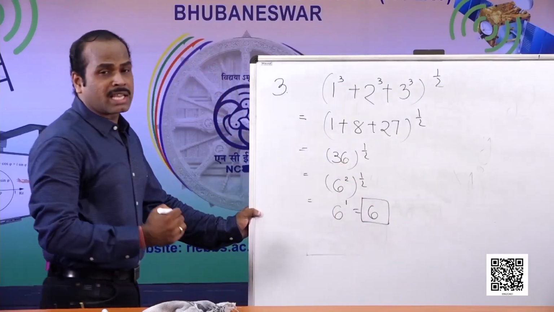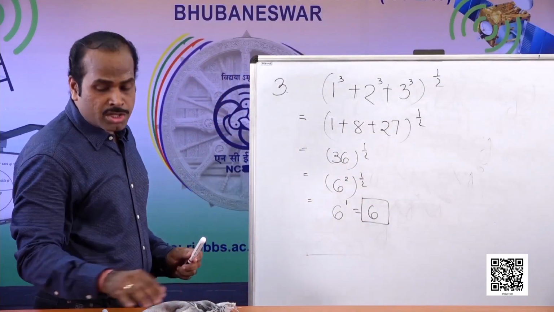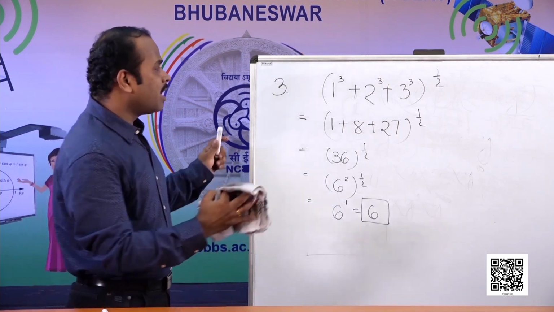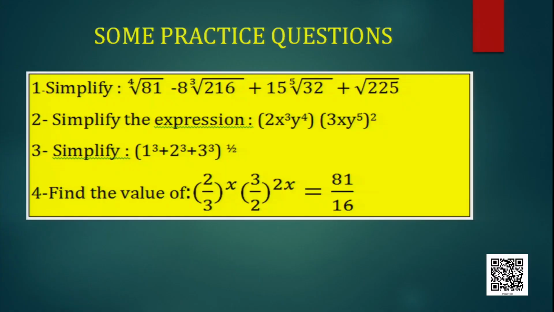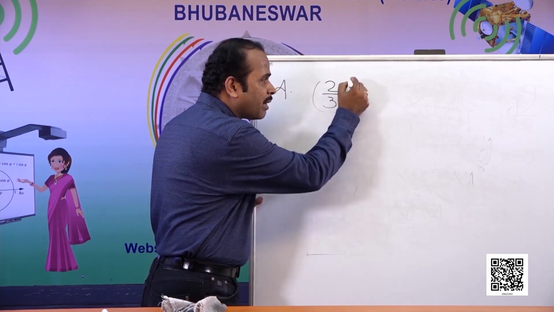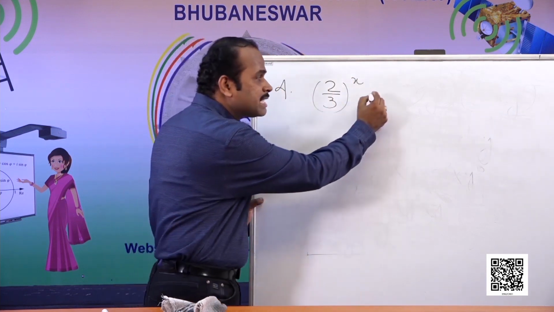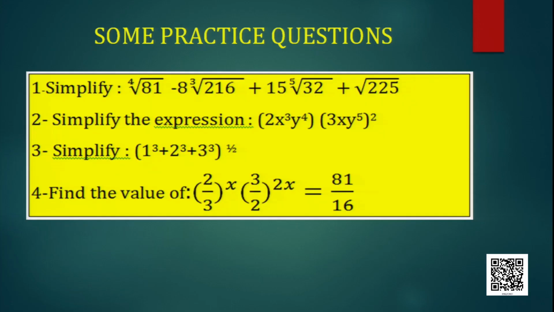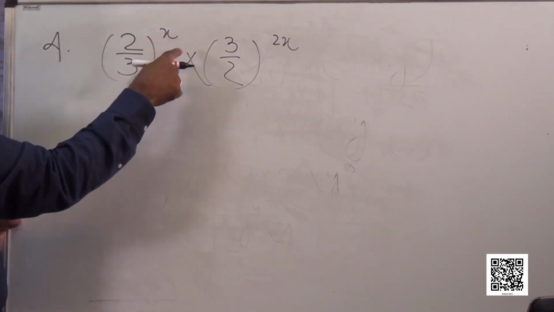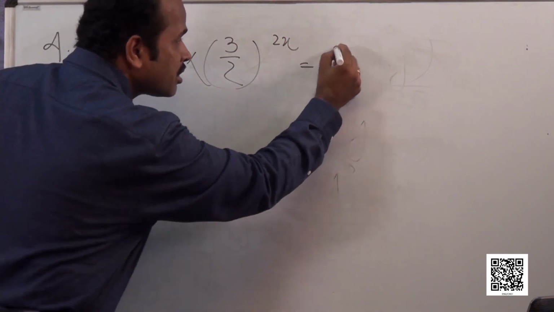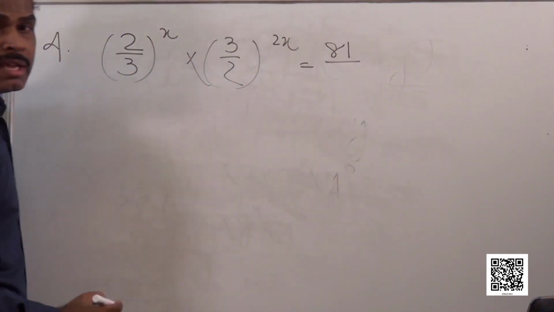Okay. So this is another example where we have used the laws of exponents. Okay. Let us go to one more example. But here we'll find something different. Okay. Now in the next example, let us write 2 by 3 whole to the power x is multiplied with 3 by 2 whole to the power 2x. 2 by 3 whole to the power x multiplied with 3 by 2 whole to the power 2x gives us 81 by 16.